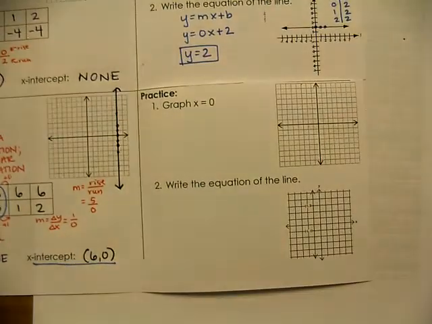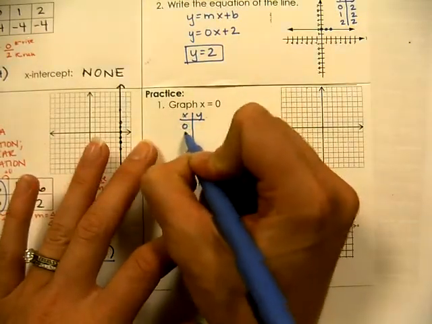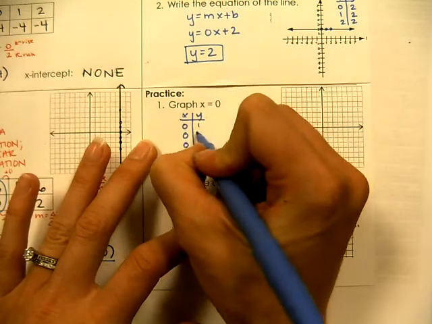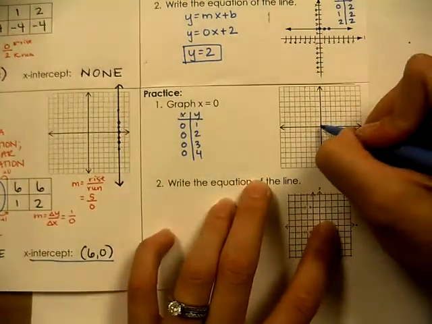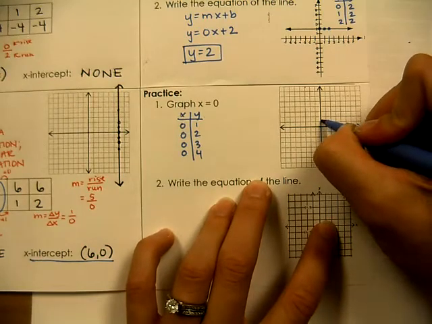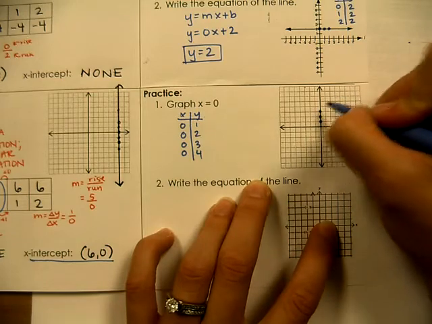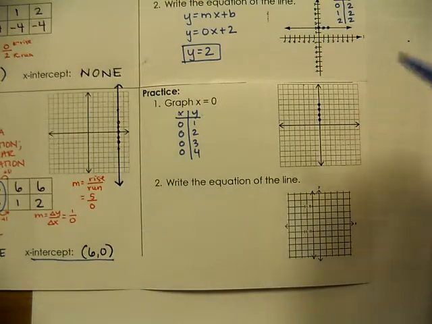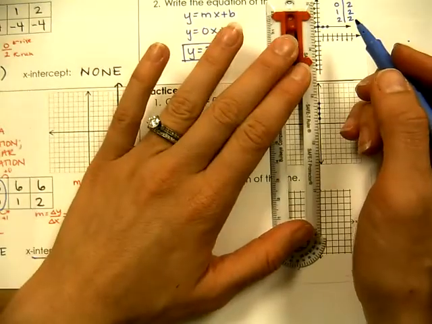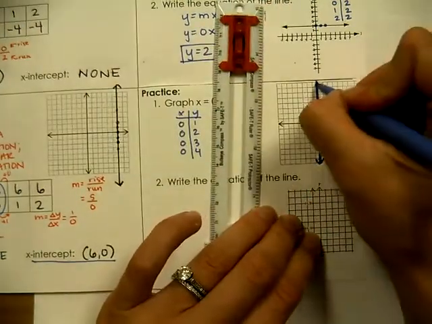Now that you've attempted these on your own, let's think through x equals 0. Well, if I made a table, this would mean that x is always 0. Doesn't matter what y is. I can put any numbers in for y. If I were to plot those points, (0, 1) would be there, (0, 2), (0, 3), (0, 4). I notice that all of these points lie on a vertical line. That vertical line happens to also be your y-axis. So the y-axis actually has an equation of x equals 0.